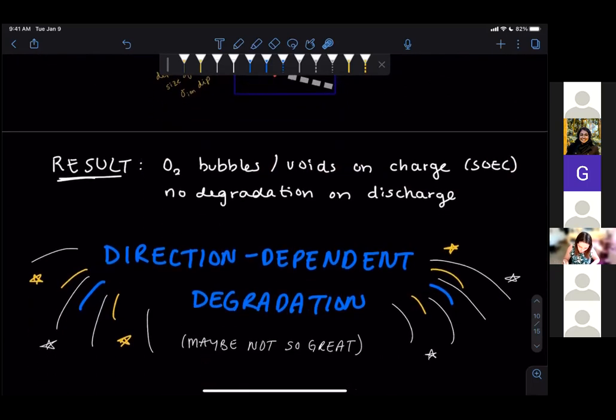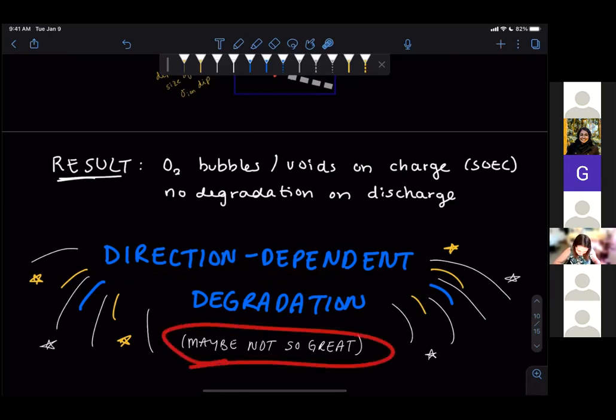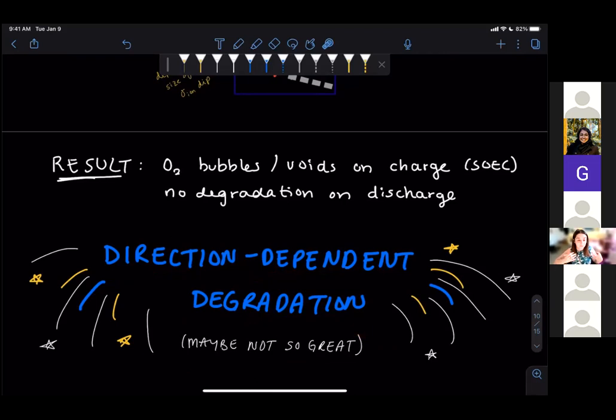And so what we get is direction-dependent degradation. And we see this a lot in lithium-ion batteries. I know in my cells, if you just charge, it's going to have much different impacts than our discharge. You have not only different reaction kinetics, but sometimes different transport kinetics. And I know I put lovely fireworks here, but maybe this is not so great because it might contribute to capacity fade as it does in my cells.